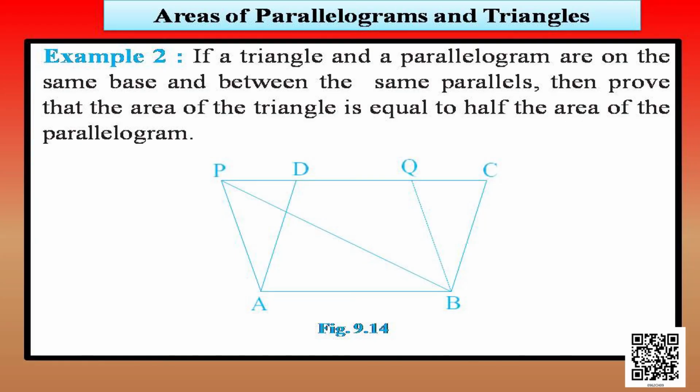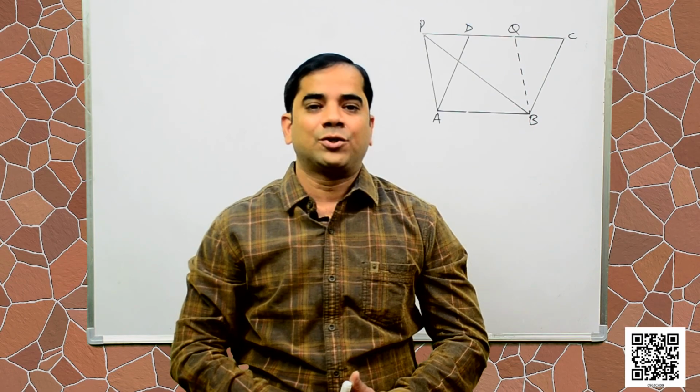Students, let us now discuss example 2. It says, if a triangle and a parallelogram are on the same base and between the same parallels, then prove that the area of the triangle is equal to half the area of the parallelogram. Students, let me draw the diagram first as it is given in your book, and then we will discuss the solution.